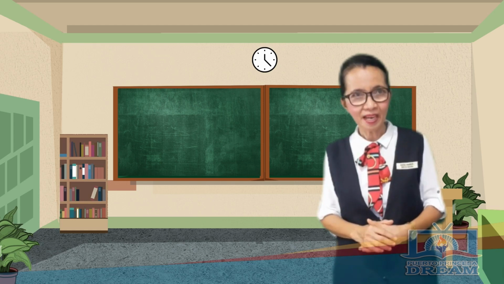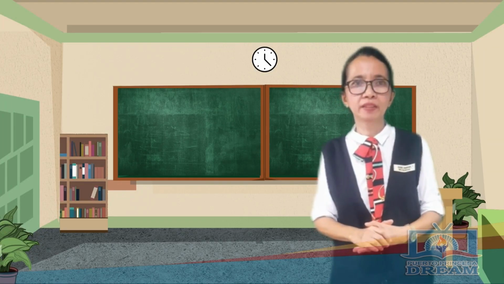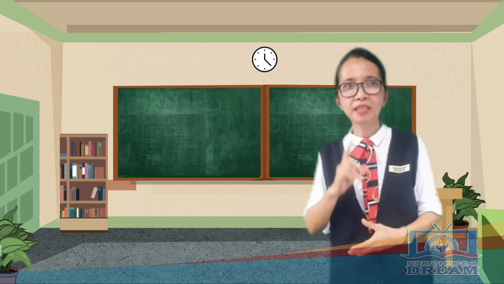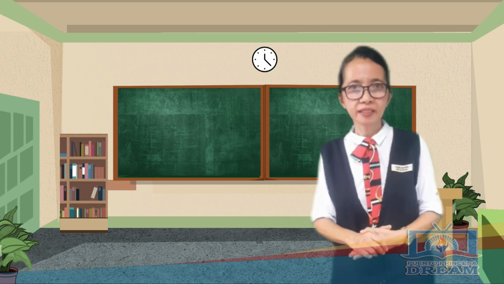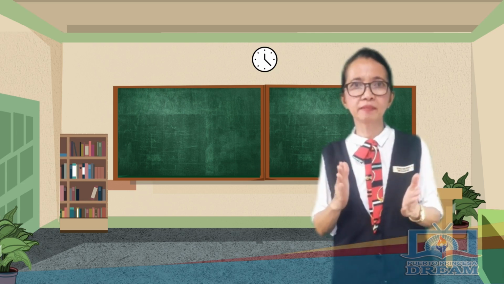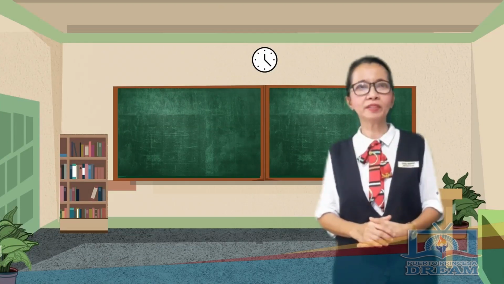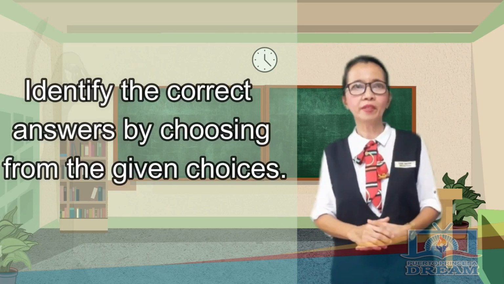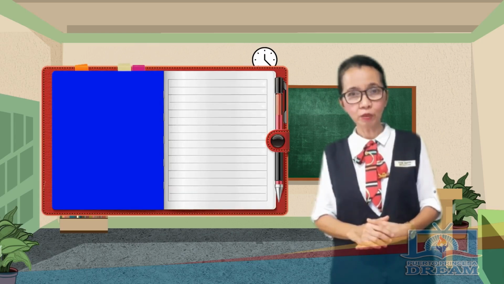Zero. Time is up! Alright, as we end our lesson, we need to test your skills if you have really attained our objectives for today. Let us now have our assessment. As I flash the question, identify the correct answer by choosing from the given choices. Write your answer in your activity notebook.